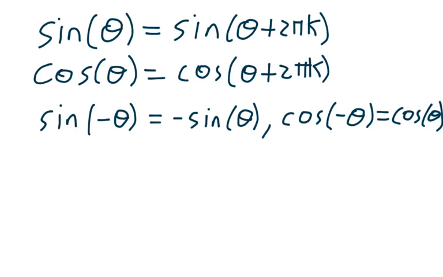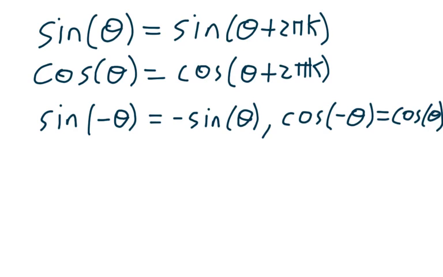Okay, so again, let me say it again. If you take any angle theta, right, you add 2 pi times any integer to that angle, positive or negative, right? What's going to happen is the output will stay the same. Same thing with cosine, okay? Same thing with cosine.